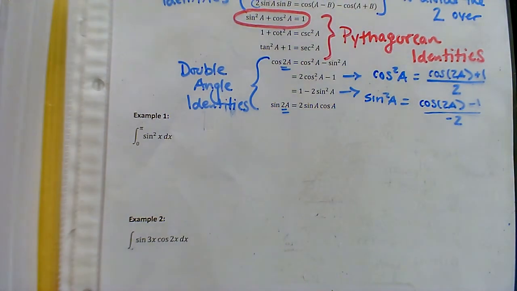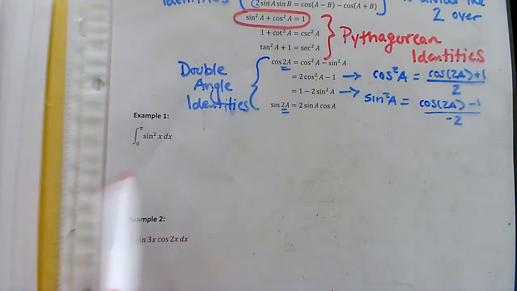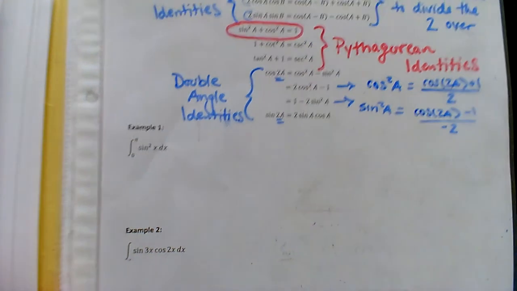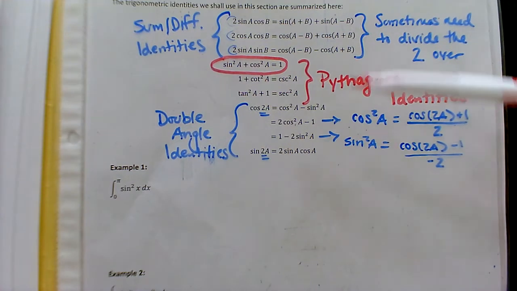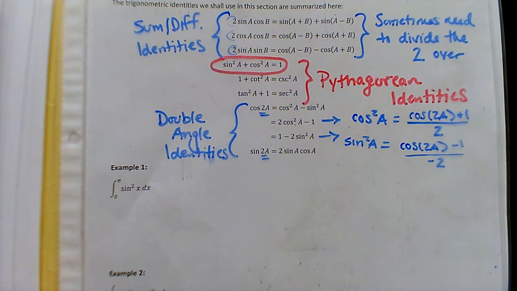So if you look at the first one, if this was just the integral of sine x, we could do that one really easily because we know that would just be negative cosine. But unfortunately, it's sine squared. So what we're going to try to do is rewrite that integral using one of the identities from above.